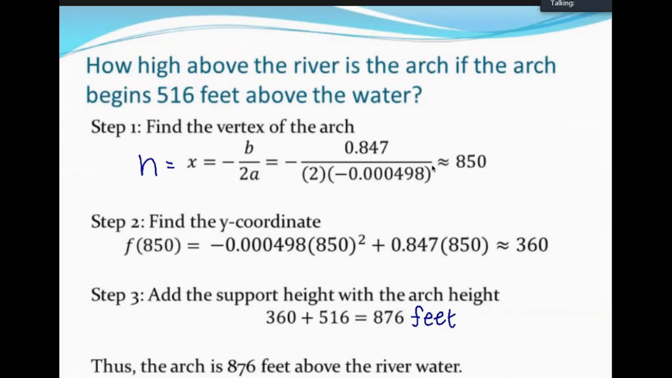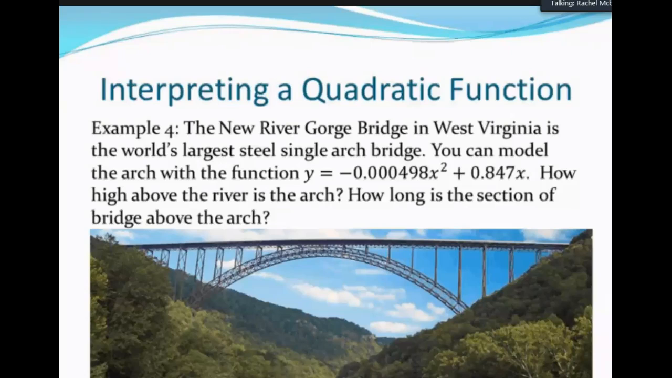Everybody okay with typing those in on their calculators and getting those values? Do we understand how and why they represent what they represent? So that 850, if you go back to the archway, that 850 represents half the length of the bridge. That 850 represents only half the length of the bridge, because it's the distance from the beginning to the middle.